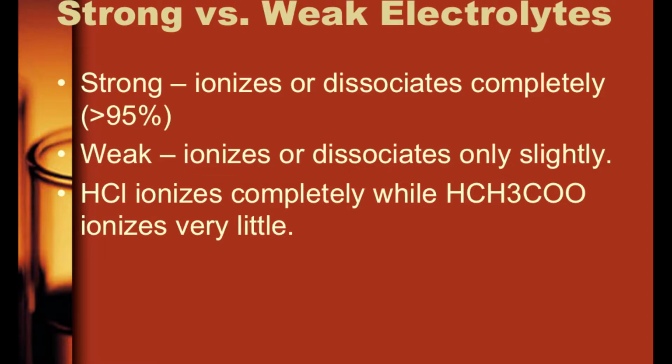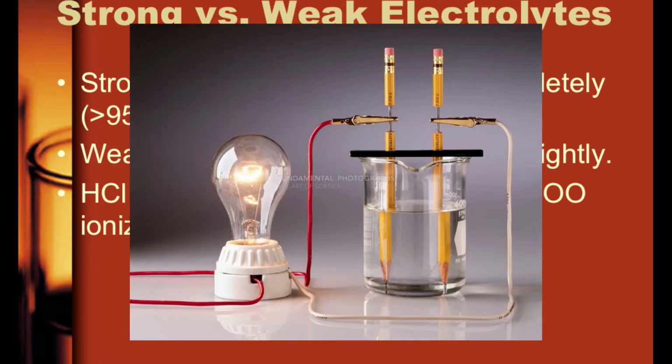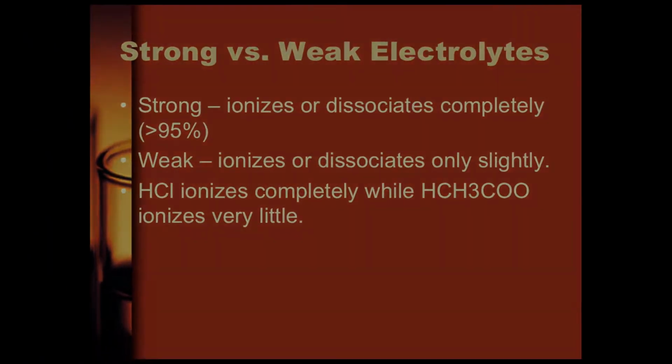The easiest way to test for this is to hook up two leads to a power source and to a light bulb, stick them in the water, and see what happens. If the light bulb glows, then it's a strong electrolyte. If it only glows a little tiny bit, then it's a weak electrolyte. Not at all, then it's a non-electrolyte.